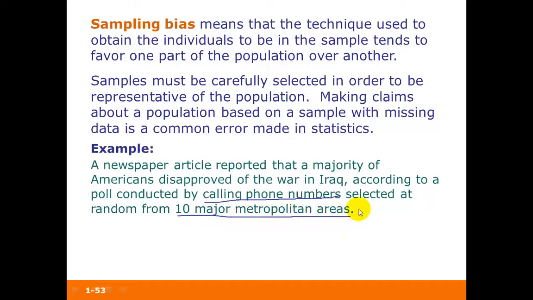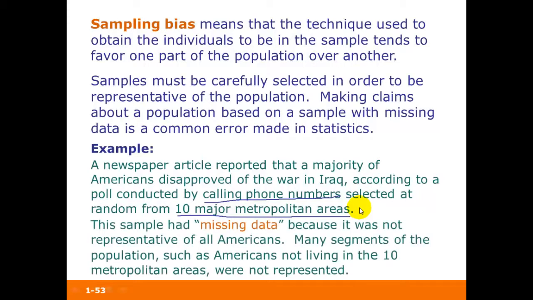That means that a large segment of the population was excluded. Anyone who wasn't in one of those 10 metropolitan areas would have been excluded even from the selection process. So this sample had missing data. It would not be representative of all Americans. It would only be representative of Americans in those 10 major metropolitan areas who had phone numbers that were listed.